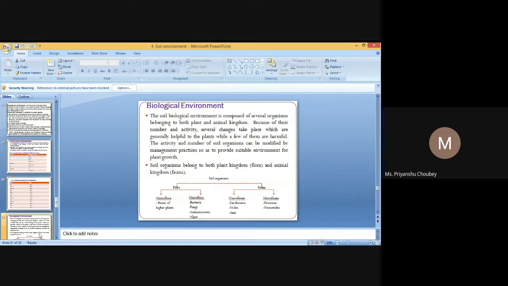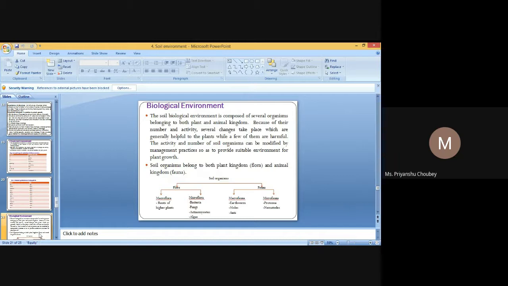Biological environment. Next is the biological environment. The biological environment is composed of several organisms belonging to both the plant and animal kingdoms. Because of their number and activity, several changes take place, which are generally beneficial to the plants, while a few of them are harmful. The activity and number of soil organisms can be modified by management practices so as to provide a suitable environment for plant growth.